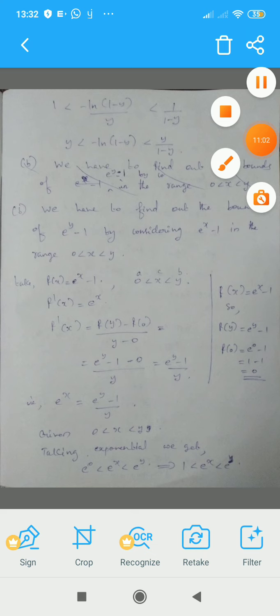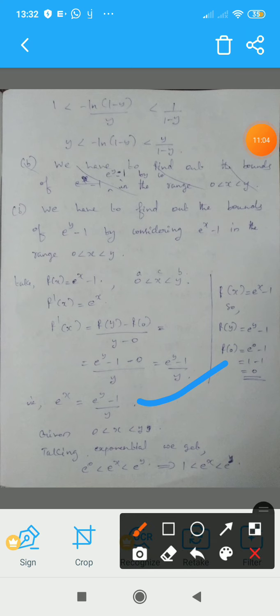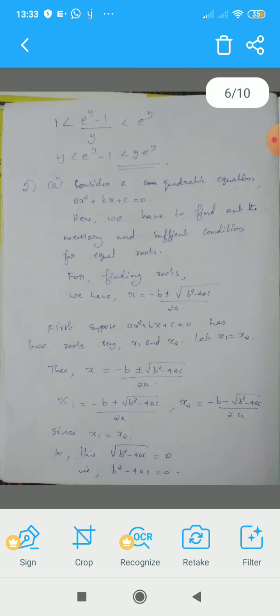And we already got what is this e raised to x? E raised to x is equal to e raised to y minus 1 by y. So you have to substitute e raised to x here. Okay. This we got 1 less than e raised to y minus 1 by y less than e raised to y. Then you have to find out the range of which function? E raised to y minus 1.